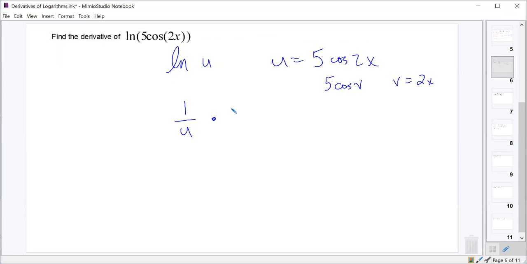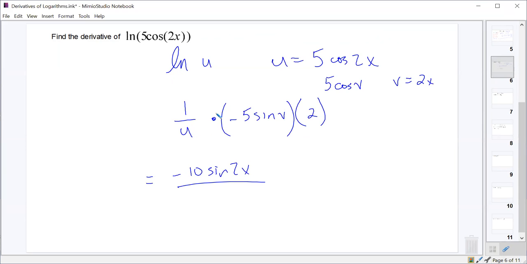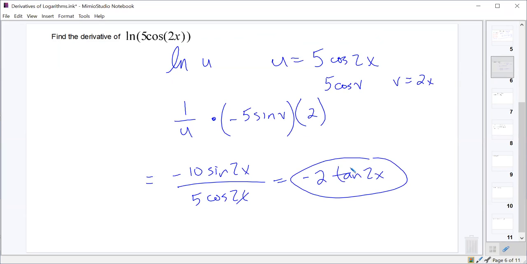So the derivative of 5 cosine v will be negative 5 sine v, and then times the derivative of 2x. Good so far or no? Good. And simplifying that down gives us negative 10 sine 2x over u, which was 5 cosine 2x. And we should be able to simplify that to negative 2 tangent 2x. Good or no?